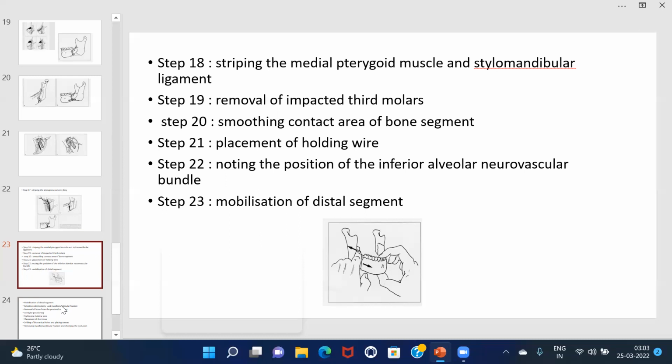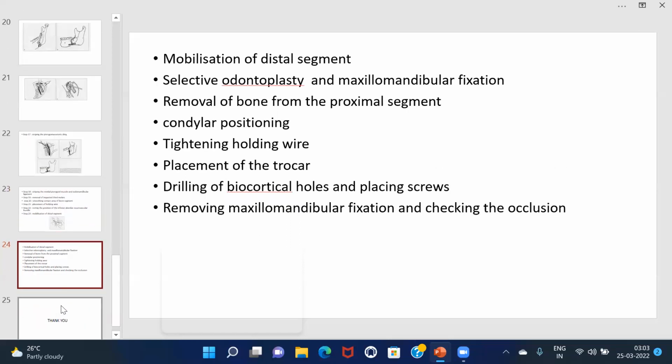Now, step 24, mobilization of the distal segment. Remove the sponge placed during step 16. Mobilize the distal segment of each side by pulling it anteriorly while supporting the proximal segment with the index finger. Step 25, selective odontoplasty and maxillomandibular fixation.